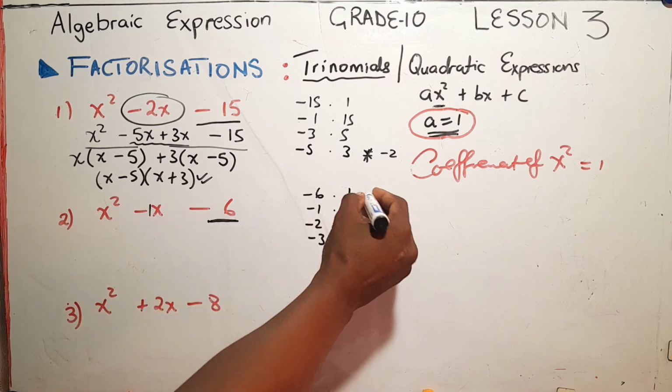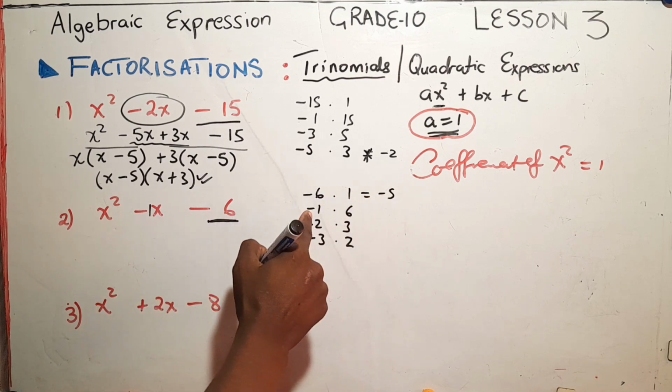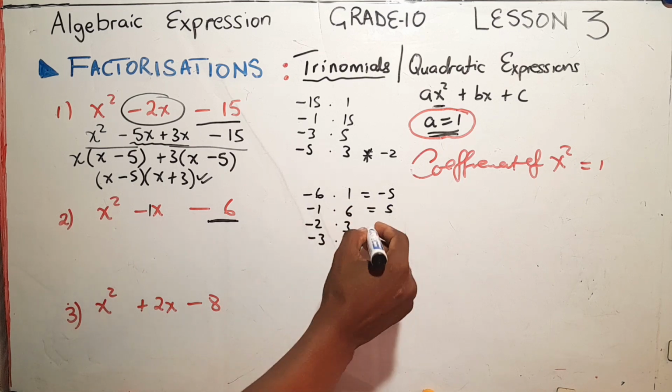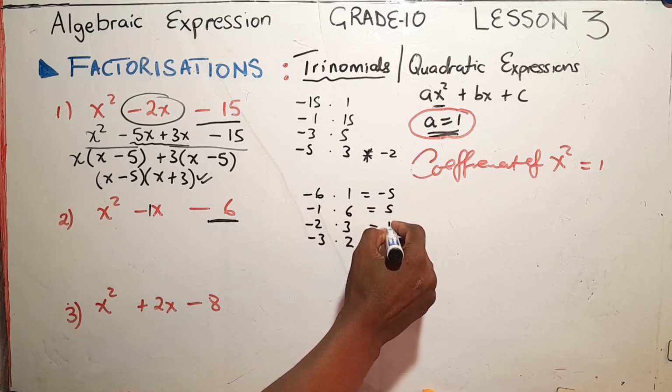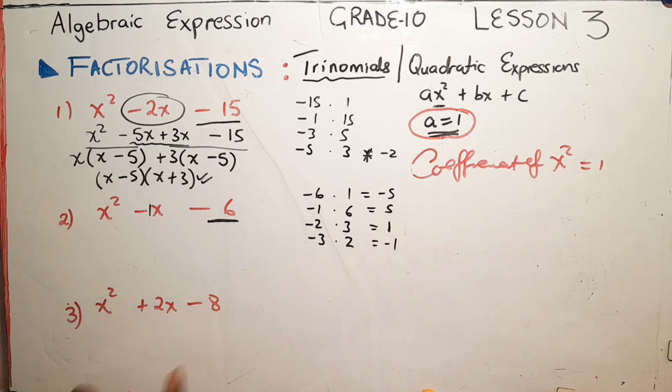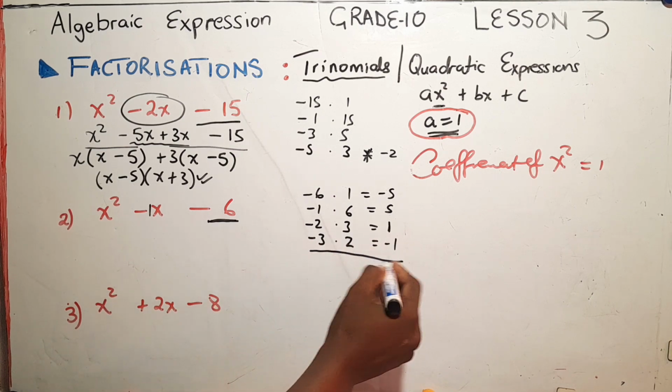Negative 6 plus 1 gives us negative 5. Negative 1 plus 6 gives us positive 5. Negative 2 plus 3 gives us positive 1. And negative 3 plus 2 gives us negative 1. So these are the values that we are going to use.